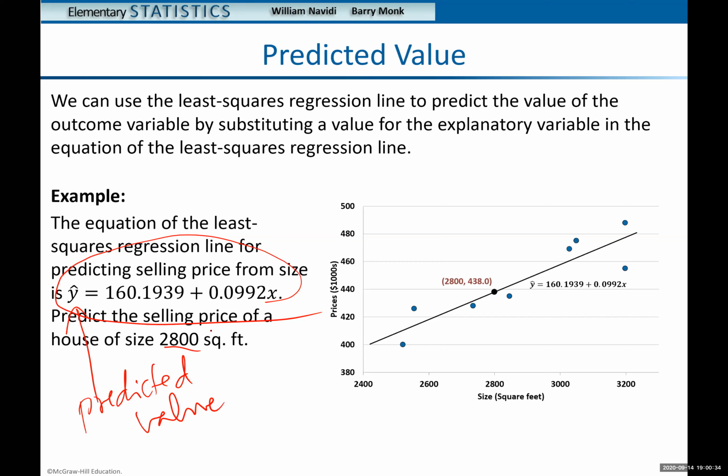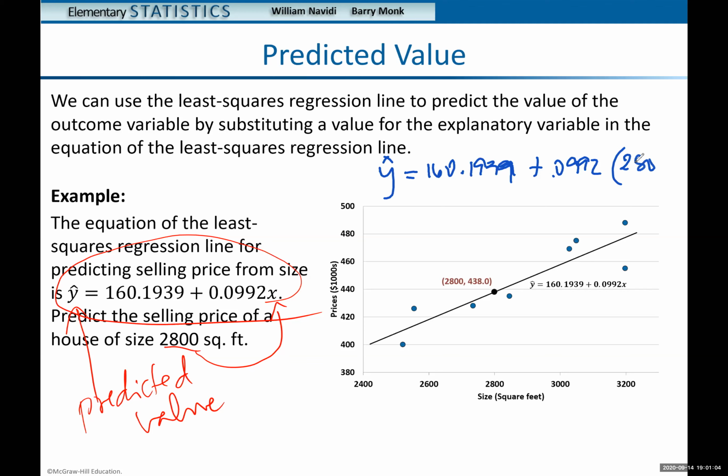So all you have to do is substitute 2,800 for x. Now you can compute the predicted value: 160.1939 plus 0.0992, times the size of 2,800 square feet. So try that, use your calculator. What is the answer?